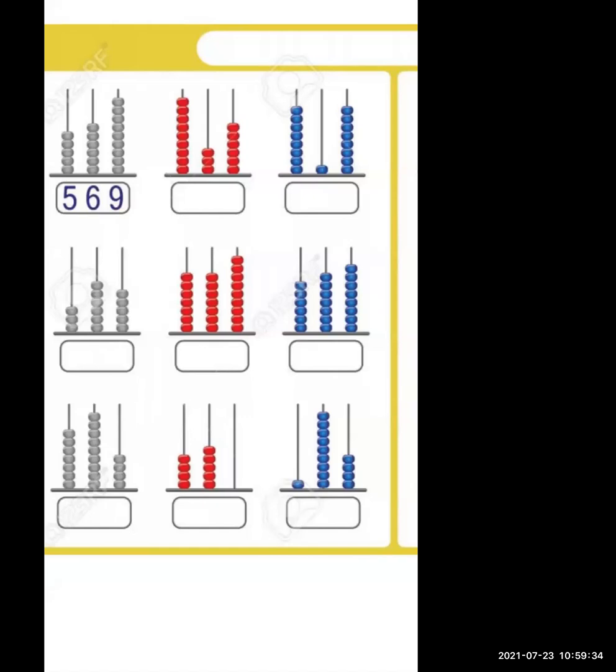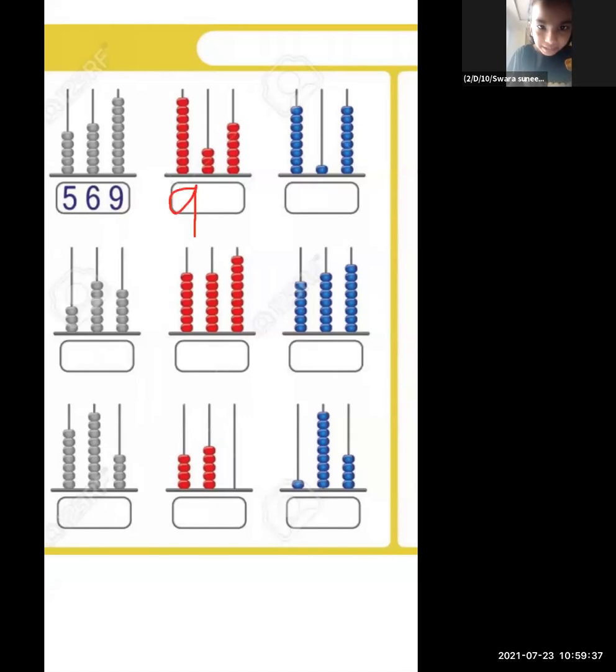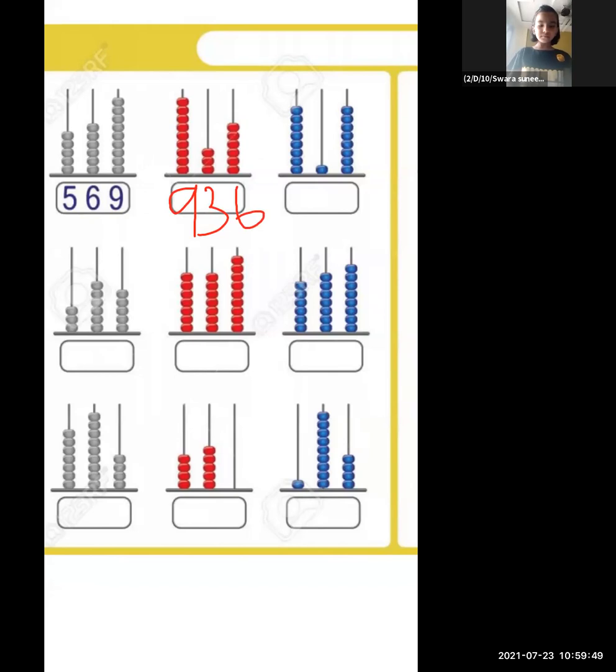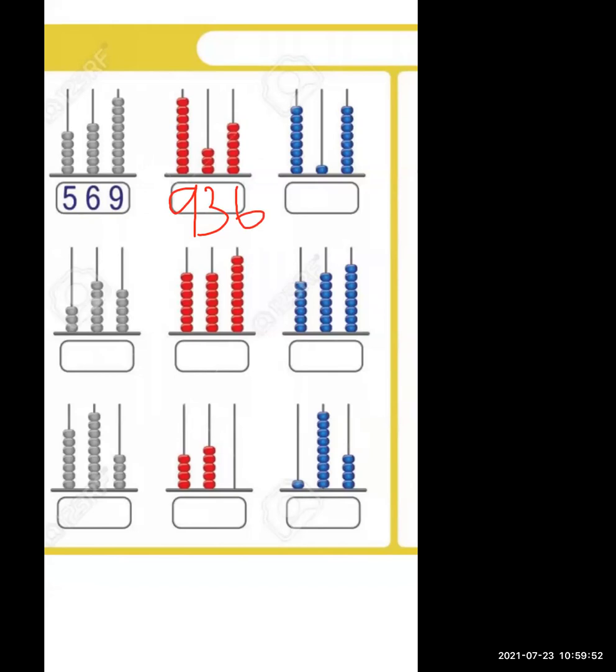The hundreds place is the 9. Correct. And tens place is the 3. And how many ones? There is the 6. So 936. So this way we write this number. How to expand this number? 900 plus 30 plus 6. So this way we expand this number.